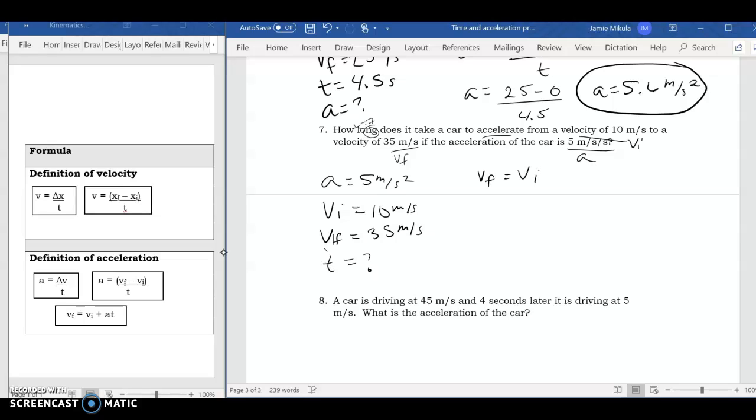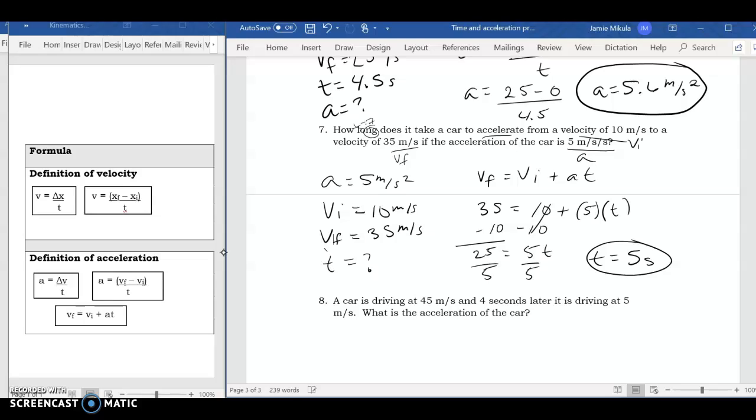So VF equals VI plus AT. VF is 35, VI is 10, plus A is 5, and it's a positive 5 because it's going from 10 to 35, so that's going to be a positive acceleration, and we want to know T. So I'm going to subtract 10 to get 25, and that leaves 5T, so I'm going to divide by 5. T equals 5 seconds. Okay.